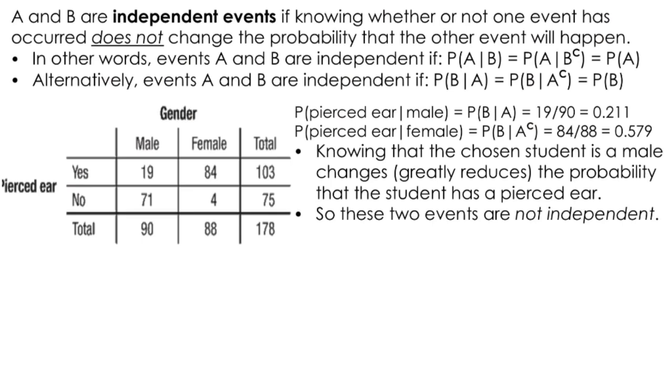A and B are independent events if knowing whether or not one event has occurred does not change the probability that the other event will happen. Knowing one event does not change the probability of the other event. That is what independent means. They are not relying on one another.